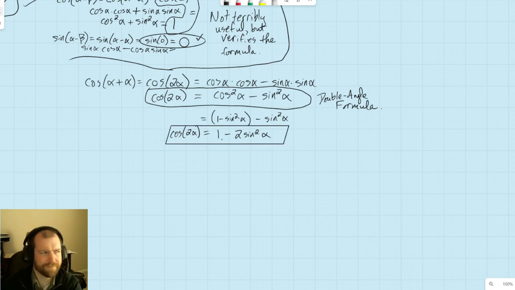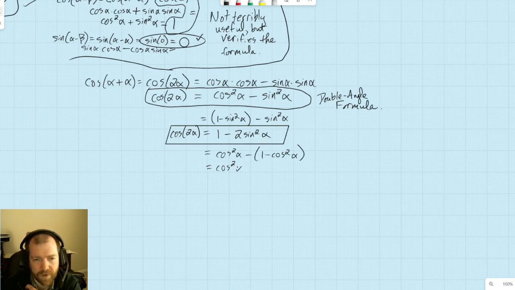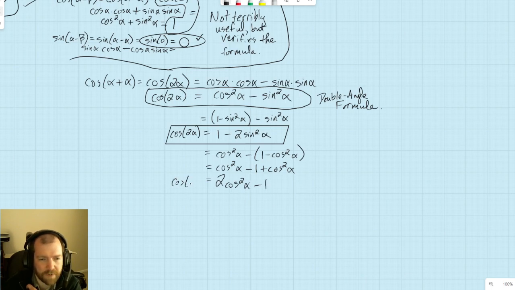Or, interesting, or if you didn't like sines, you go back up to the top and you say, okay, this is the cosine squared of alpha minus parentheses 1 minus cosine squared of alpha. This is equal to the cosine squared of alpha minus 1 plus cosine squared of alpha, which is then 2 cosine squared alpha minus 1 is the cosine of 2 alpha.